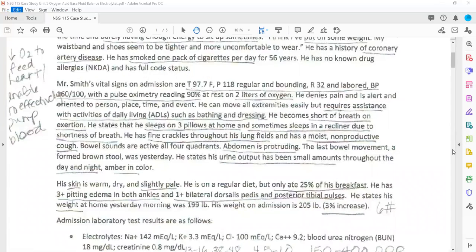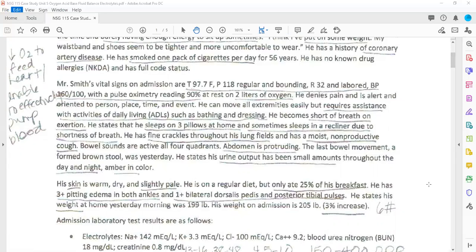His skin is warm, dry, so that's good, but it's slightly pale. And so we are concerned about oxygen that's getting to the tissues in the skin. He's on a regular diet, but only ate 25%. So again, we may want to pursue this further and ask him why. Was he nauseous? Was he not hungry? Was he too short of breath to eat?